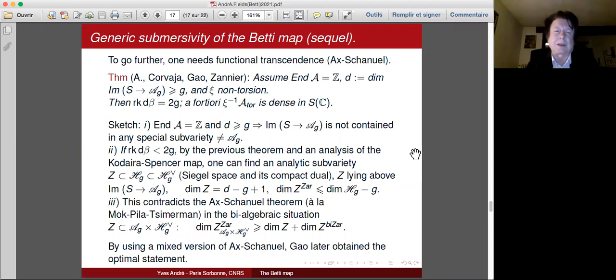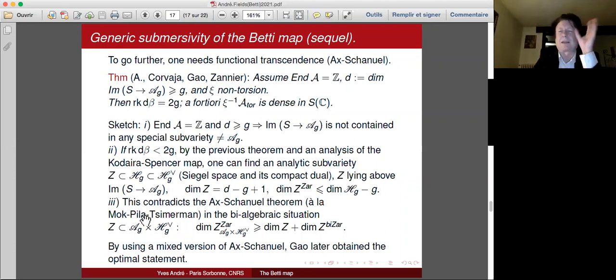And under the assumption, by contradiction, that the rank is not maximal, one can find an analytic subvariety, Z, of the Siegel space, embedded in its compact dual, which is an algebraic variety. And Z lies above S. The dimension is d minus d plus 1. And the dimension of its Zariski closure in this compact dual is at most the dimension of A_g, so g(g+1)/2, minus g.